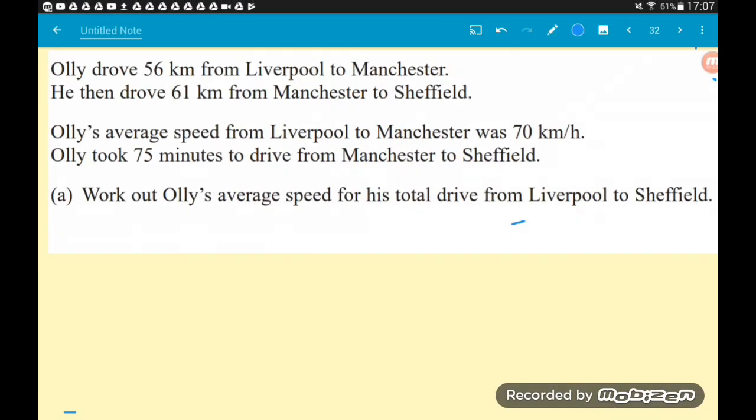In this video, we're going to run through some speed, distance, time exam questions. Each of these are foundation and higher, so they are relevant for everyone.